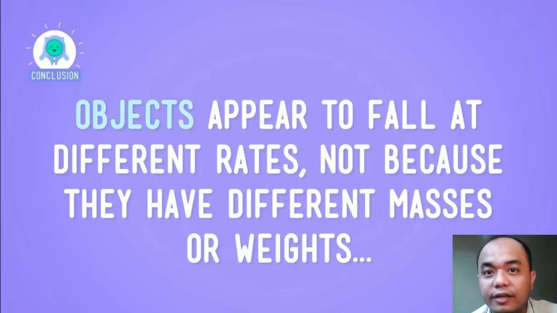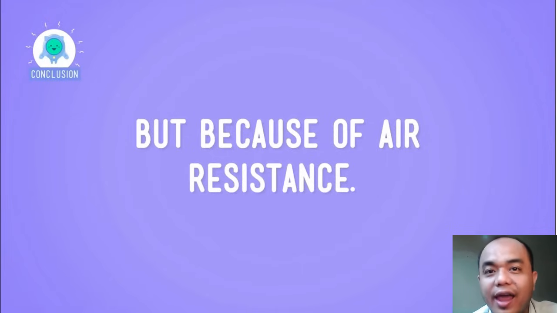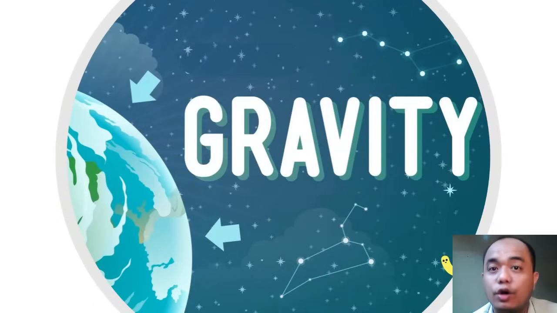Now, based on our experiment earlier, objects appear to fall at different rates, not because they have different masses or weights, but because of air resistance. You remember this, class? On Earth, gravity pulls all objects to the Earth's center. This means that gravity acts on all masses equally, because gravity causes all objects to fall at the same constant rate. An object in free fall means that the only force acting on the object is gravity.